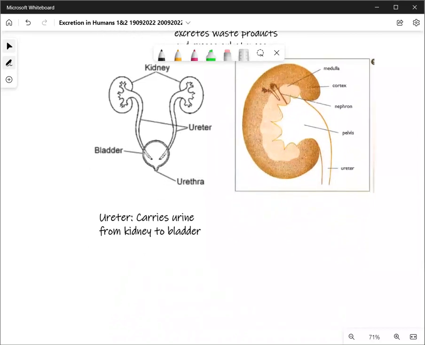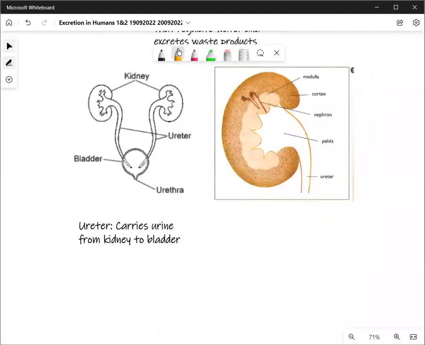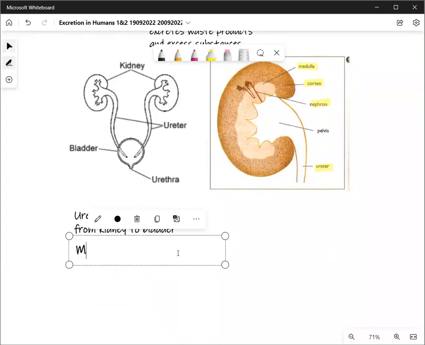Now, what is the next thing we need to know? We need to know what is the medulla, what is the cortex, and the nephron. Okay, the ureter. The ureter is done. The kidney is done. We'll continue with the cortex.